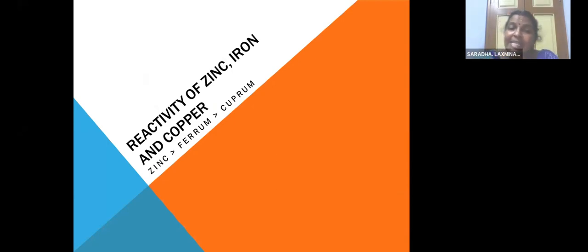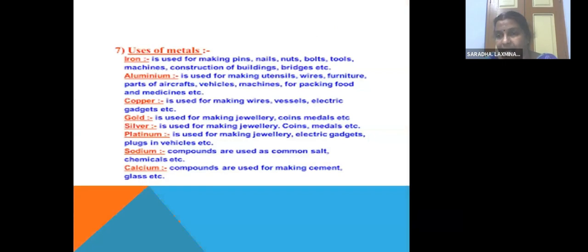That says that zinc is more reactive than ferrum, which is iron, which is more reactive than cuprum, which is copper. As you speak about copper, Cu and all, you can tell them that cuprum is the Latin name for copper. The Latin name for iron is ferrum. All these things make the classroom more interesting also, if we introduce the Latin names. Is it clear, teachers? So this reactivity can be explained.